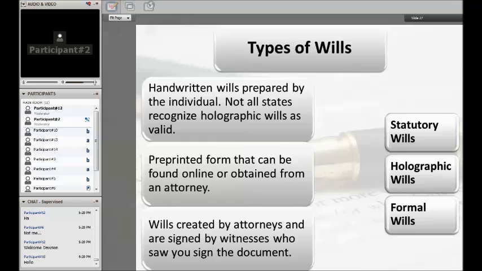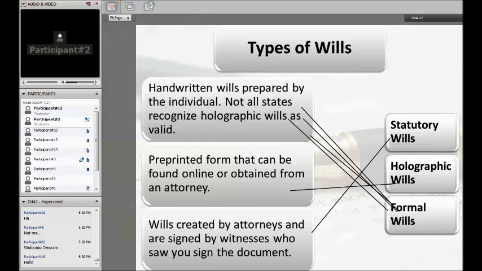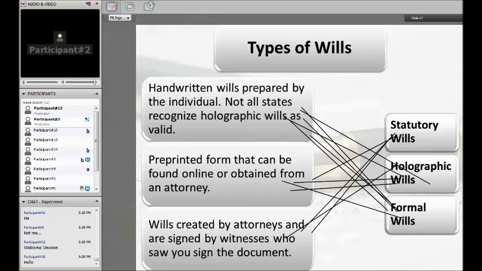Not all states recognize. Whoop. Again, I have got these answers in there. I should have proofread this. I did this quickly today. Pre-printed forms that can be found online or obtained from an attorney. Which one is that? Wills created by attorneys and are signed by witnesses. Oh, we've got lines all over the place.